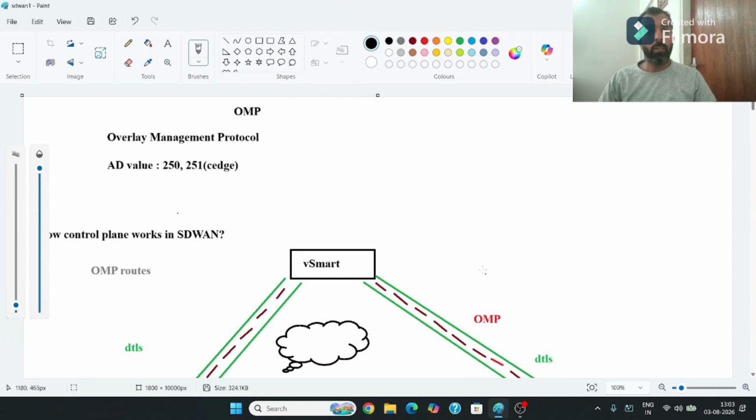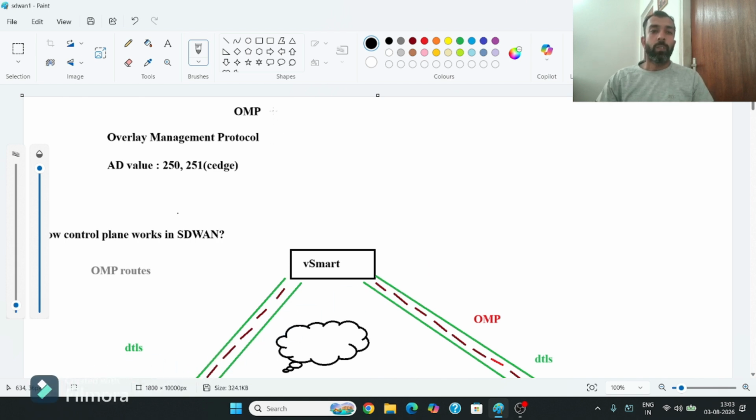Hi everyone. In today's video, we are going to discuss the OMP protocol. As you know, OMP stands for Overlay Management Protocol. This protocol is basically used to send the control plane information from the vSmart controller to the routers.